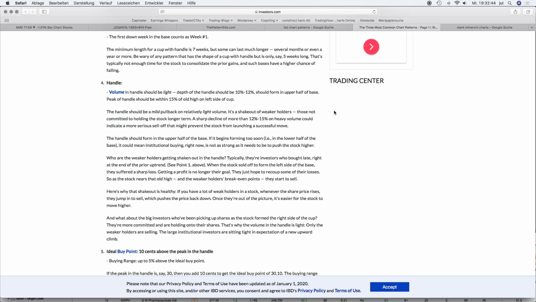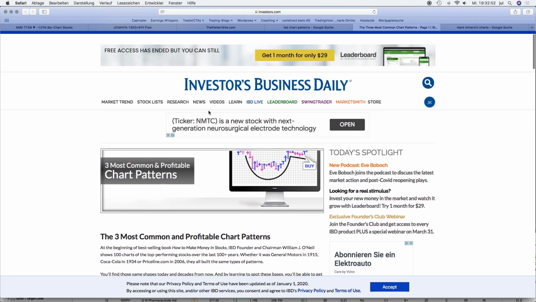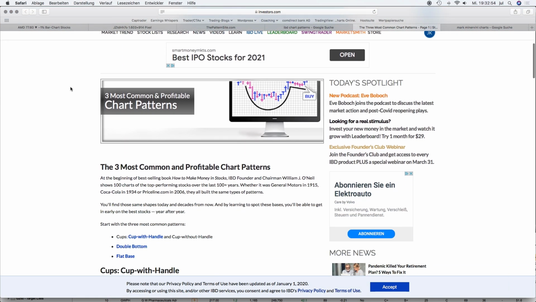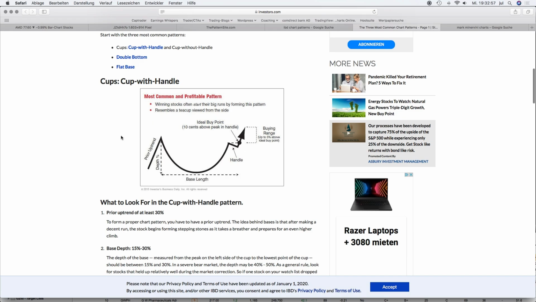Just maybe one word to chart patterns, because a lot of people, I think, misunderstand chart patterns. So you must always have in mind chart patterns are just an expression of the buying and selling activity in a stock. So it's always the visualization of supply and demand and nothing else. So I personally don't believe that chart patterns have any edge. So you cannot make any money consistently by trading chart patterns alone.